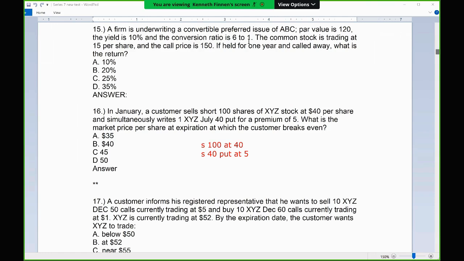Did we ever talk about opening? Yeah, we did talk about opening versus closing, I think quickly. Opening is when you're creating a position. Closing means you're getting rid of a position. So if you have an opening buy, that's followed by a closing sale.